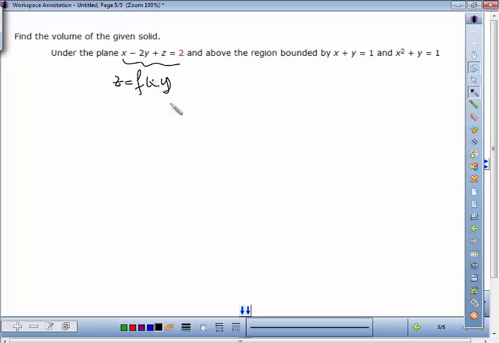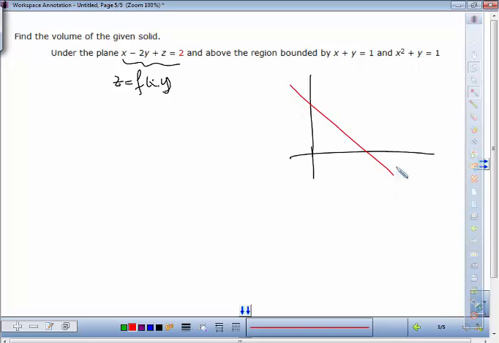But that's not what I'm worried about. I'm more worried about the region. So let's see if we can get the region going here and then set up the integral. So we have x plus y is equal to 1. I think we just saw that earlier, right? It's just a line that goes down like that.